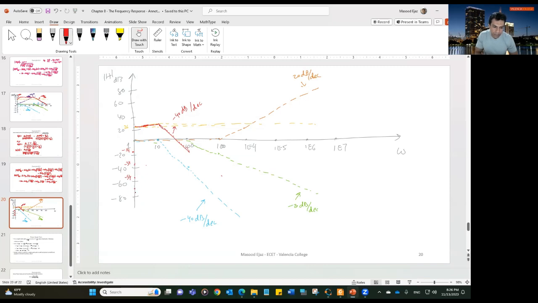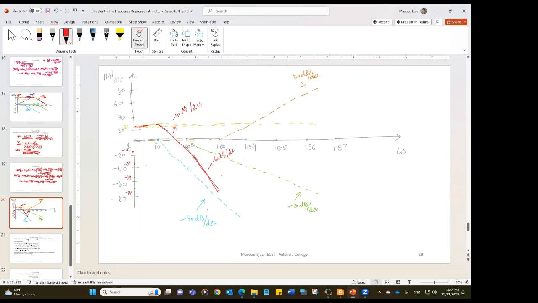So 70 is this, and 74 is this. Negative 74. And that's going to be at 1000. But this line has the slope of negative 60 decibel per decade. It's going to reach negative 74. And then what's going to happen? Then it's going to decrease by negative 40.